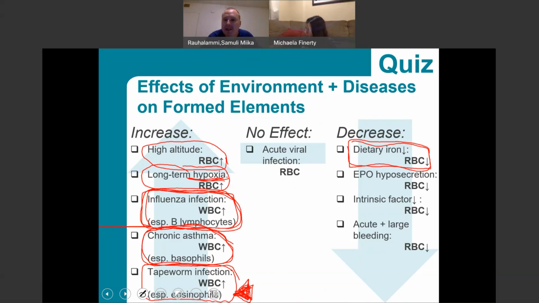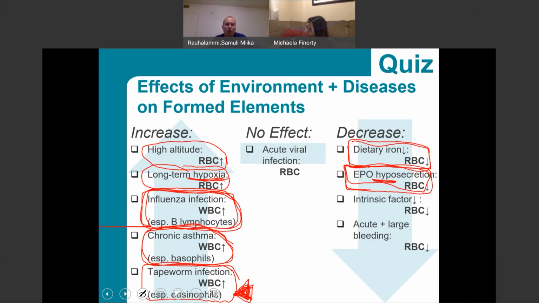Another example where the red blood cell production goes down is EPO hyposecretion. You remember hypo means that something is done very little. If we have very little EPO in our circulatory system, the production of the red blood cells goes down. There's normally some amount of it. If there's only very little, the red blood cell production decreases.